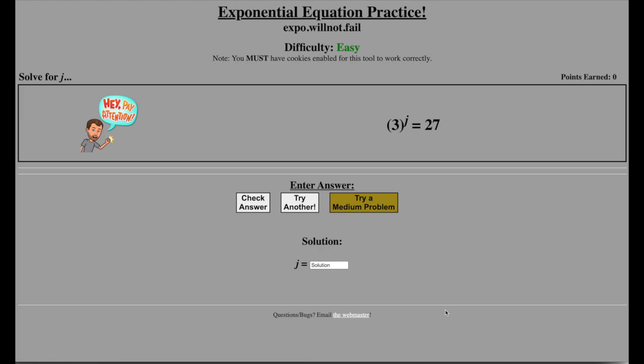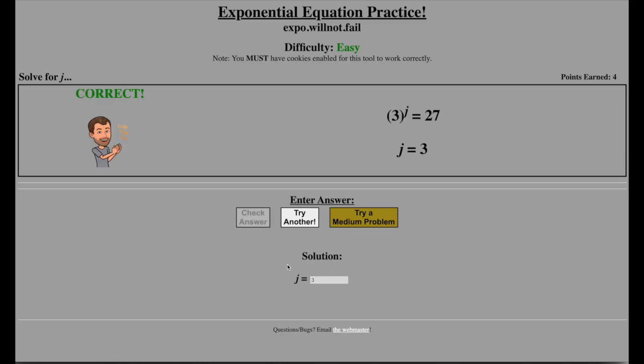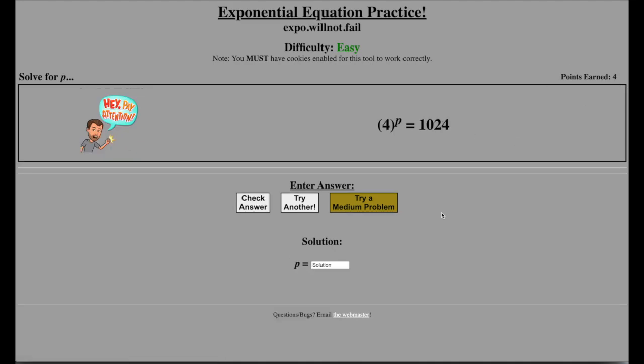So here's an example. I know that 3 to the J is equal to 27, and I'm being asked to solve for J. So I would rewrite the right-hand side and see that 3 to the J is equal to 3 cubed, because 27 is 3 cubed. So that means J has got to be equal to 3. So I put in a 3 down here, and you can see immediately that the 3 shows up, and then I'll check my answer, and we can see that it's correct. Notice I get 4 points because I got it correct on the first guess, and it's an easy problem.